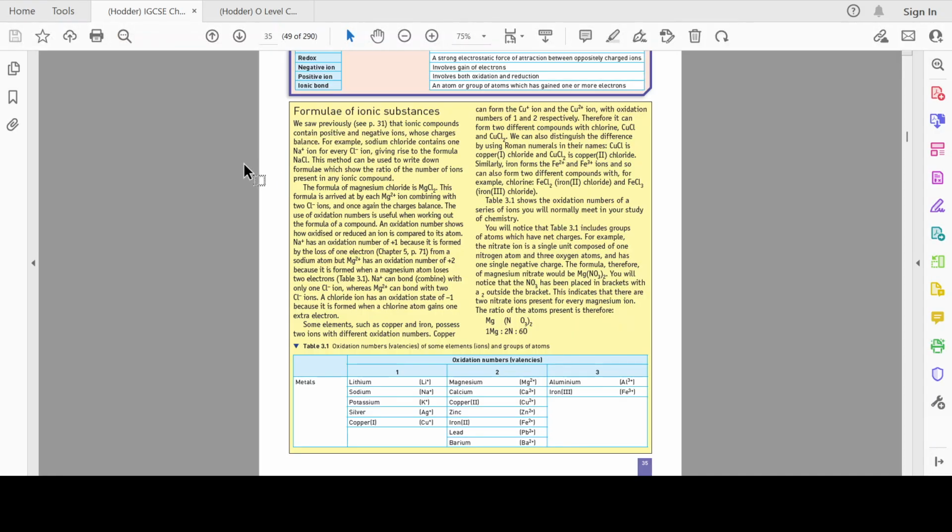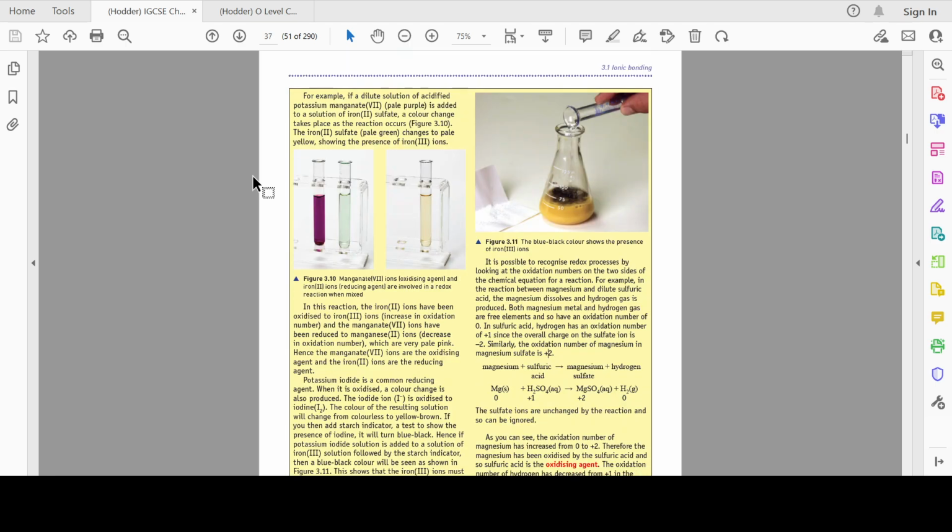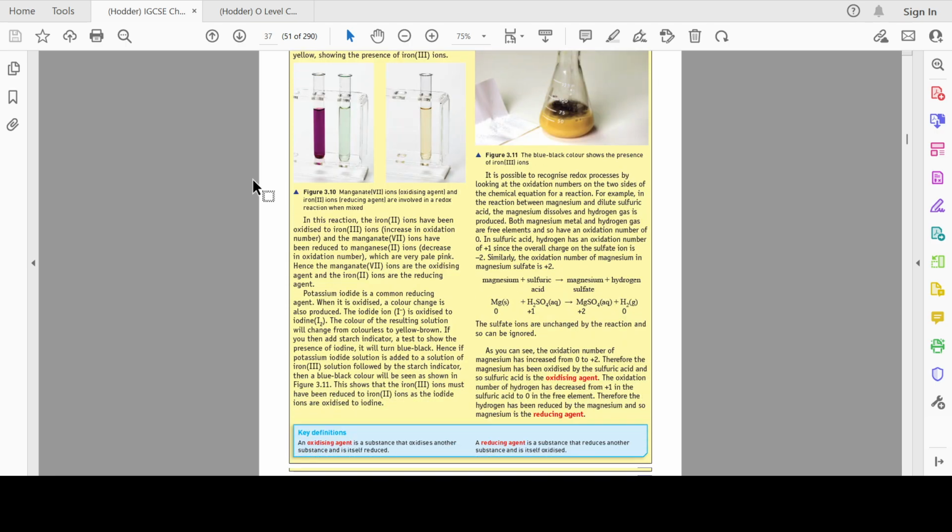Right. Now, this is one example. Another example that's given in the textbook for IGCSE and O level as well is of potassium iodide. So what's happening with potassium iodide? Right, potassium iodide is a common reducing agent.